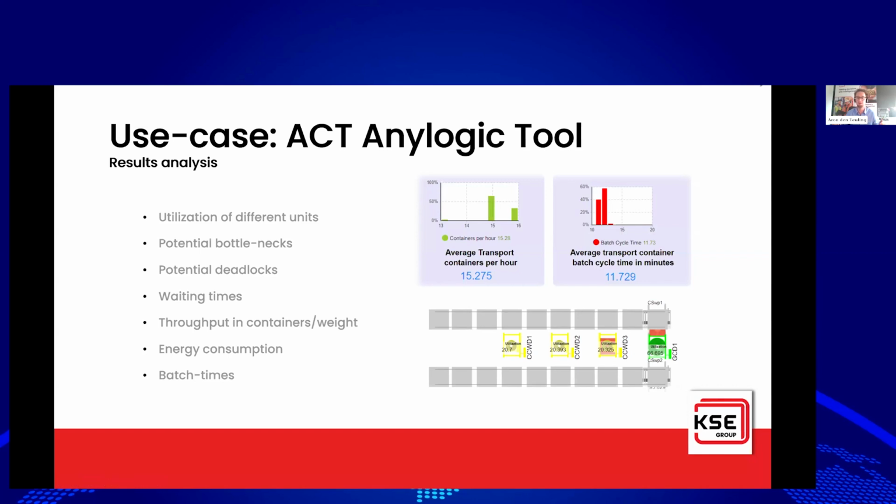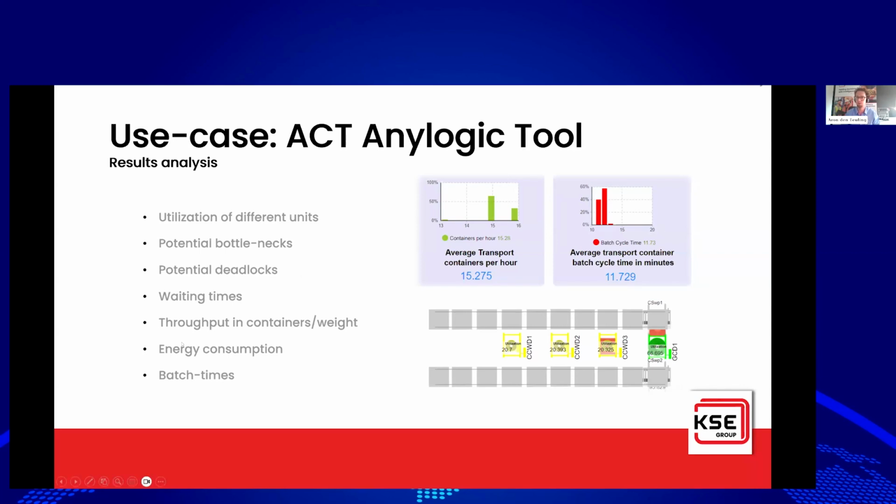So we can see, for example, that the waiting time for one dosing unit is hours and one is almost not used. Maybe we can change something in the route and speed it up. We can also see potential deadlocks, which can occur because some containers are blocking each other. Then we see our routing is not correct. We have to change something, and we know it before installing it at the customer.